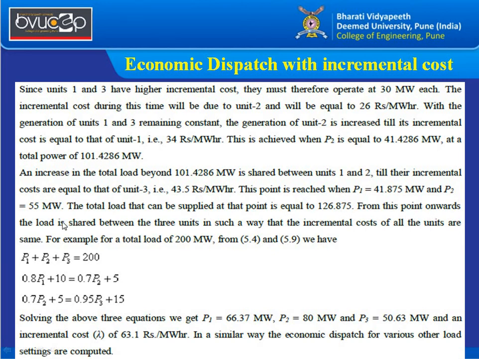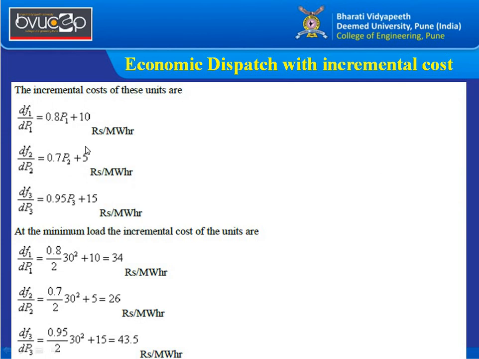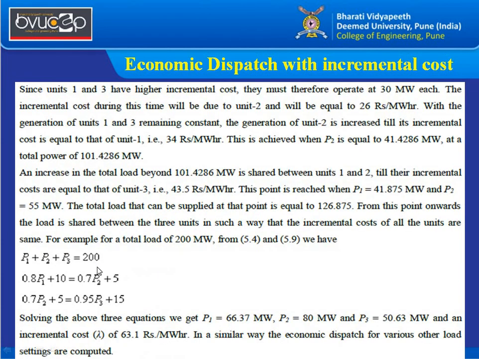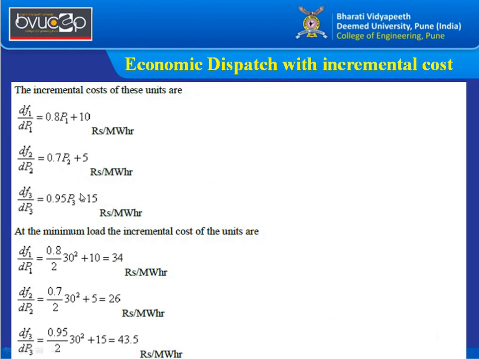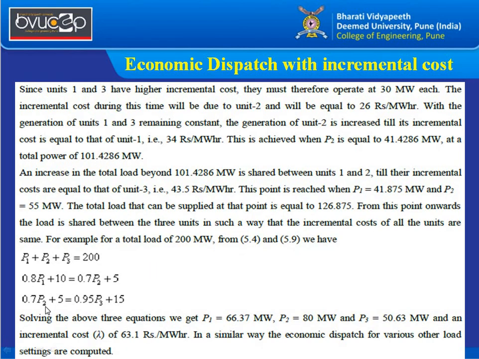From this point onwards, the load is shared between the three units in such a way that the incremental cost of all the units is the same. So we can say that P1 plus P2 plus P3 is equal to 200, and 0.8 P1 plus 10 equals 0.7 P2 plus 5. We are equating the two equations, lambda 1 equal to lambda 2, and we are equating the second and third ones, that is 0.7 P2 plus 5 equals 0.95 P3 plus 15.